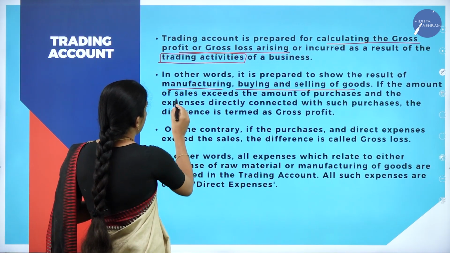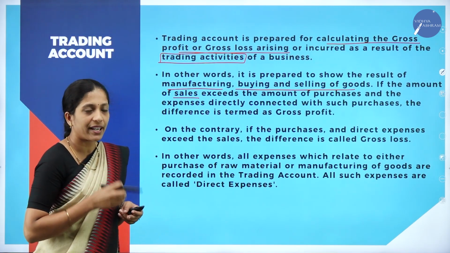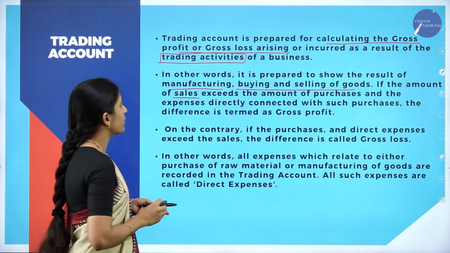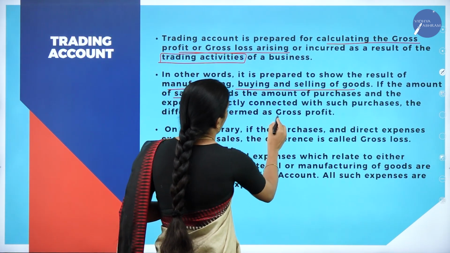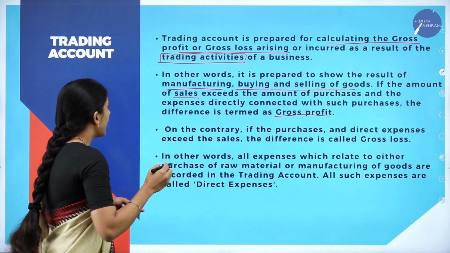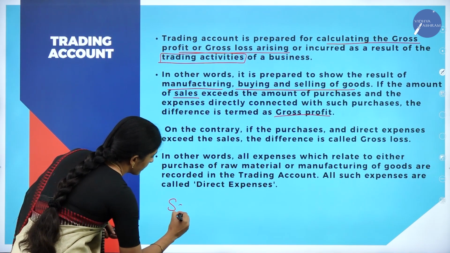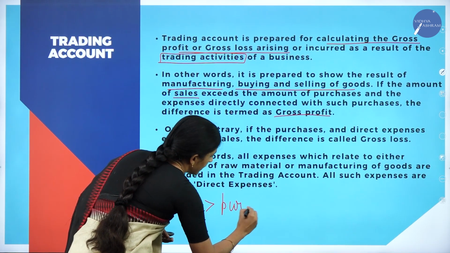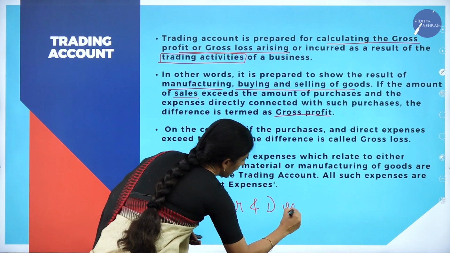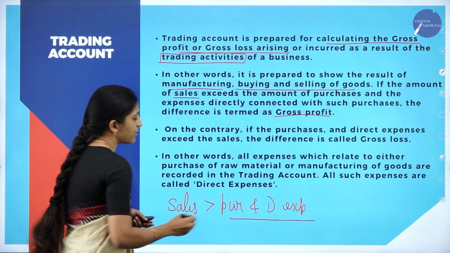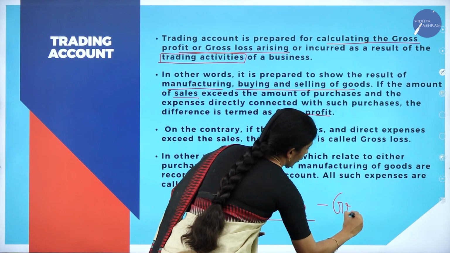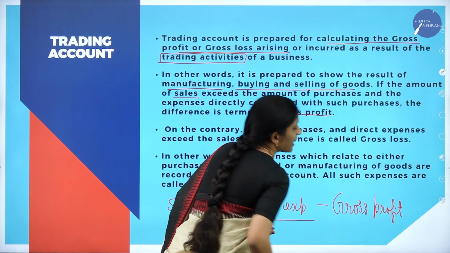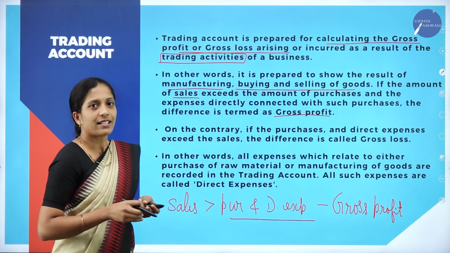If the amount of sales exceeds the amount of purchase and the direct expenses directly connected with such purchases, the difference is called as what? Gross profit. So if the total sales of the organization is greater than your purchases and direct expenses, this is termed as what? Gross profit. If the sales is more than your purchases and direct expenses, then it is termed as what?